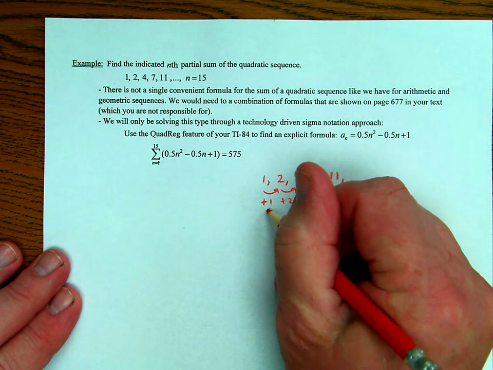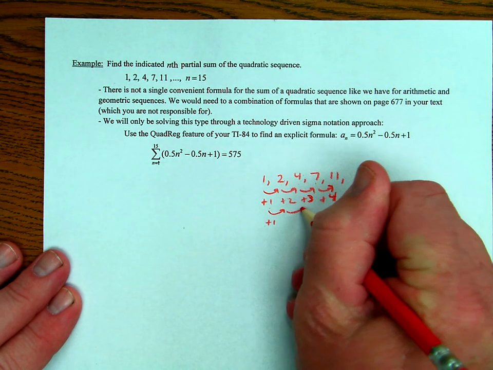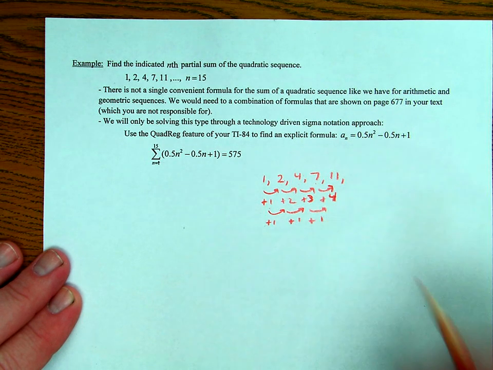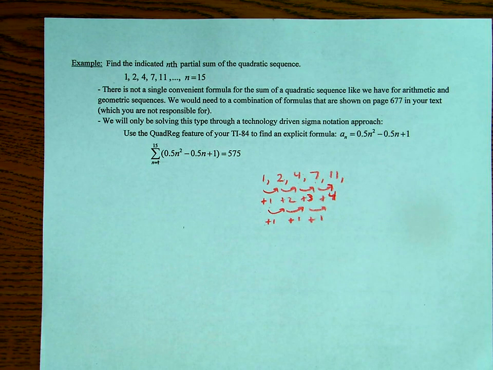Well, it's possible that if it's not one of those, it could be quadratic. And the way we can confirm that or test that is to find the second order differences. So we have a constant second order difference here. So we know for sure that this sequence is quadratic.